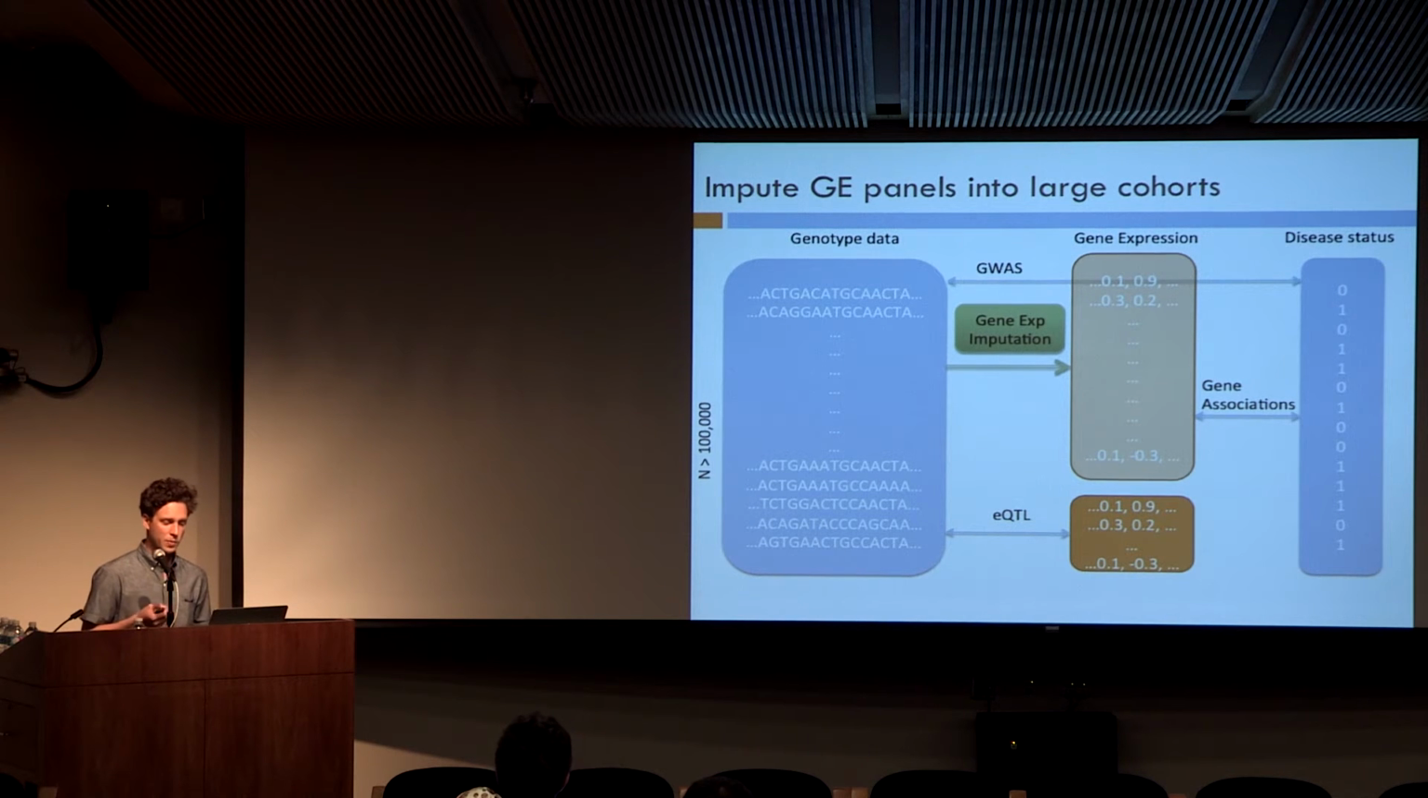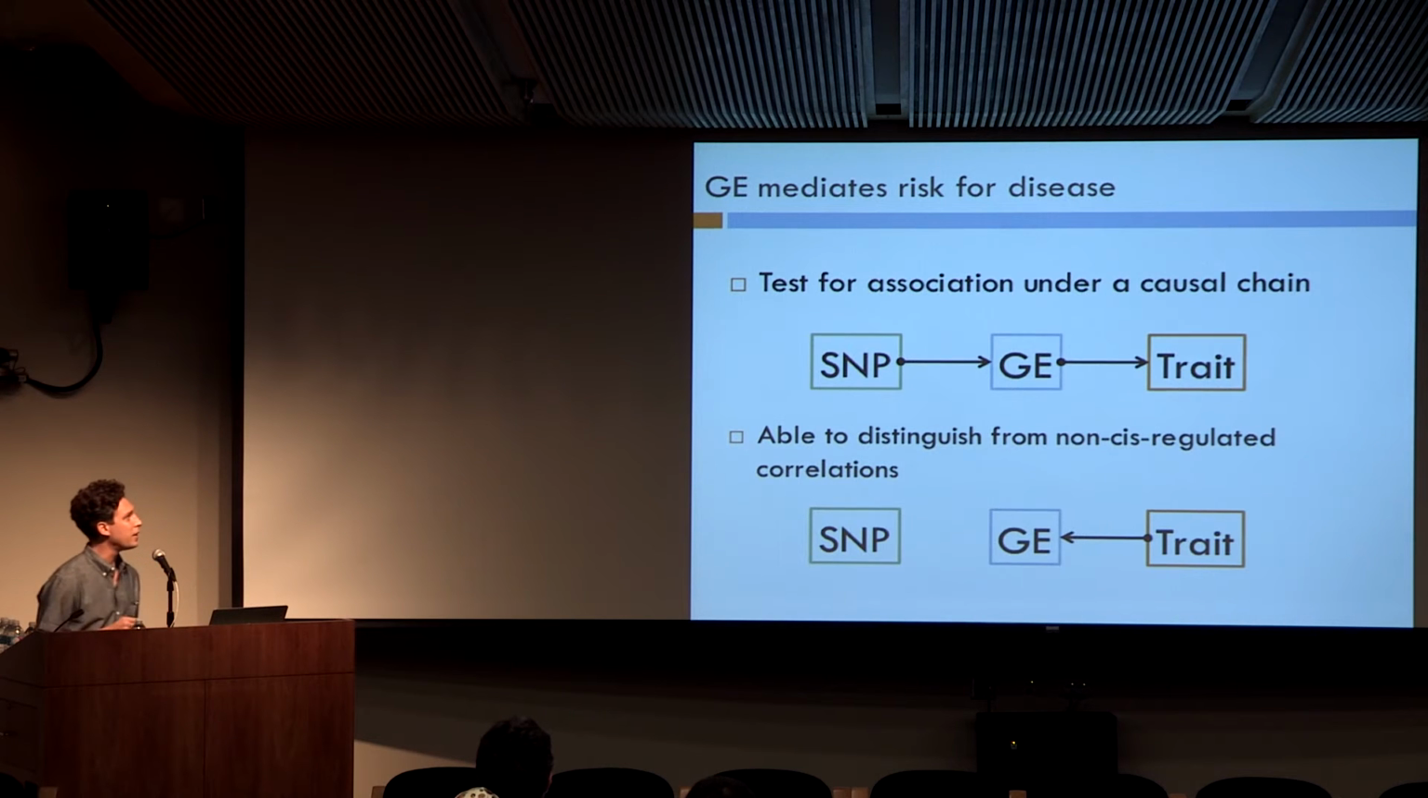This imputation of expression can be performed in various ways, but what's kind of neat about it is that under this model, where we go ahead and impute gene expression into large panels and then test for association with disease, you can think of a sort of causal chain, right, where we start with genetic variation data that influences gene expression, which then influences trait. Now, this is able to distinguish from non-cis-regulated correlations, right?